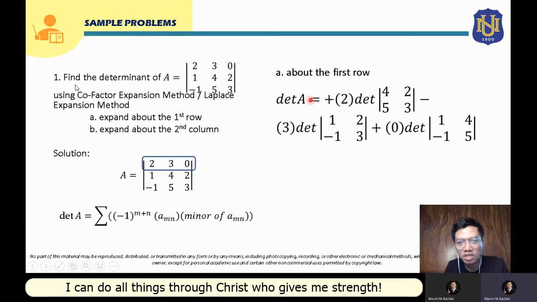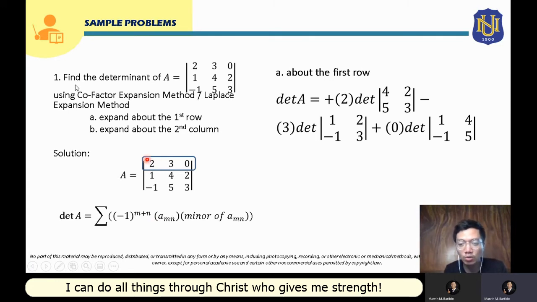So the determinant of matrix A will just be equal to, from the chosen row, this first row, the first element here is 2. So we are going to solve for the cofactor of 2. The cofactor of this element 2 is the determinant of, we delete the first row and first column here, so the determinant of 4, 2, 5, 3. That will be the minor, times the sign convention. This element is located in this position, so the sign convention here is positive. That will be the cofactor. And we are going to multiply that cofactor by the element itself, so that will be times 2 here.